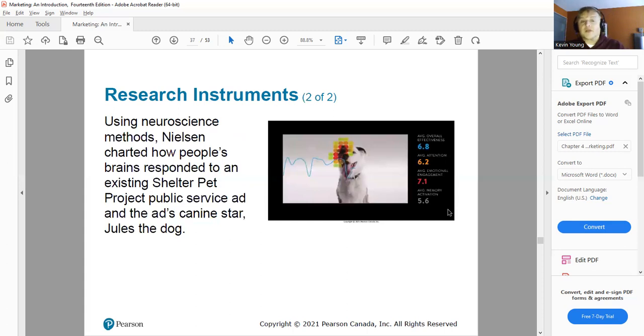Using neuroscience methods, Nielsen charted how people's brains responded to an existing shelter pet project public service ad, and the ad's canine star, Jules the dog.